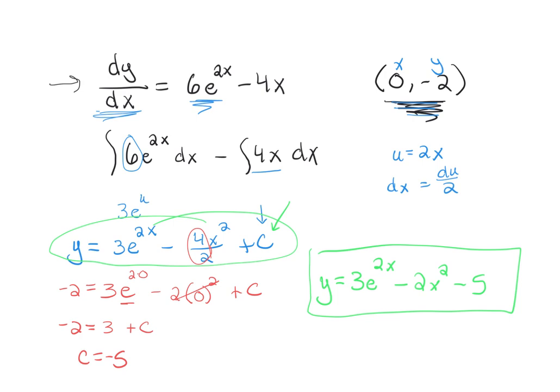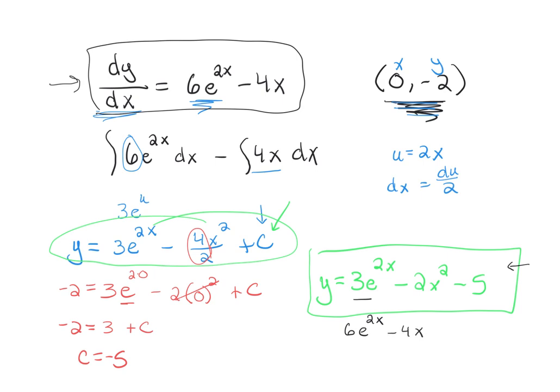So now the idea would be, if you take the derivative of this, can you verify that you went backwards to where we started? So the derivative, let's see, this would be chain rule. So 3e^(2x) times 2 is 6e^(2x). And then power rule, this would bring down the 2, so minus 4x, and the constant would fall off. So it worked.